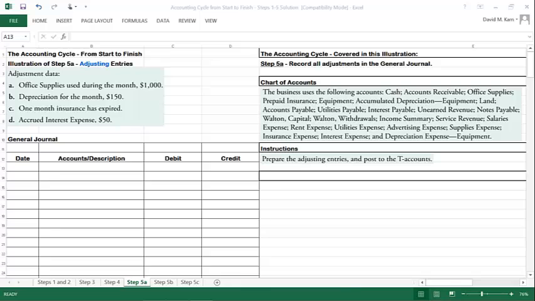Alright, so it says here in our first adjustment, letter A, office supplies used during the month was $1,000. Recall back to our lecture video about supplies, prepaid rent, prepaid insurance. We want to focus on how much was used up or consumed. So they told us that $1,000 was the number.